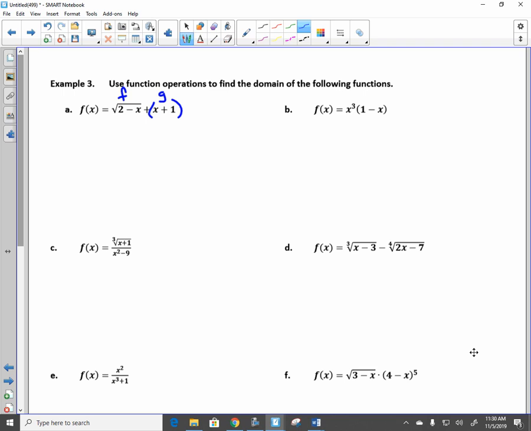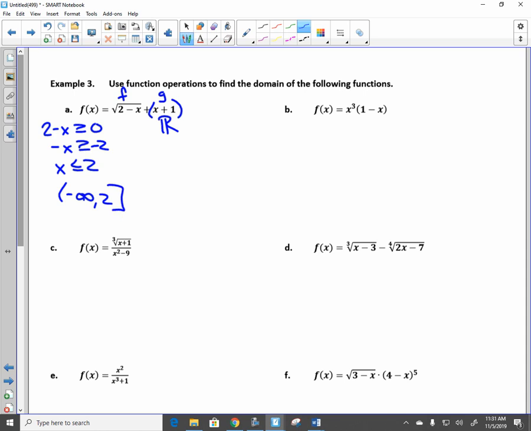See how that's 2 functions that are added together? Well, I know the domain of x plus 1. What's the domain of x plus 1? All real numbers. And I know how to find the domain of the root of 2 minus x. I say 2 minus x is going to be greater than or equal to 0. So negative x is greater or equal to negative 2. So x is less than or equal to 2. That means my domain is from negative infinity to 2.